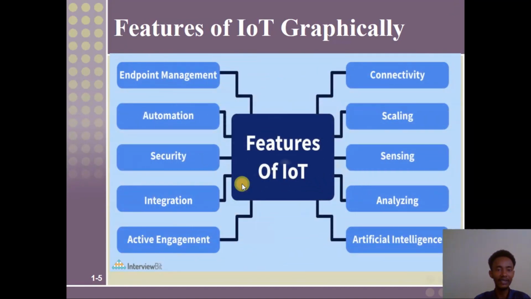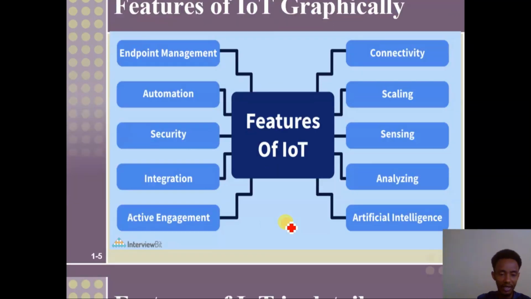Let me see. This is the features of IoT shown graphically. This is a highlight of the features of the IoT, which we are able to demonstrate using the graph. The first ones are endpoint management, automation, security, integration, active engagement, connectivity, scaling, sensing, analyzing, and artificial intelligence. These are the most fundamental features of IoT, and later we will see each of them in turn.